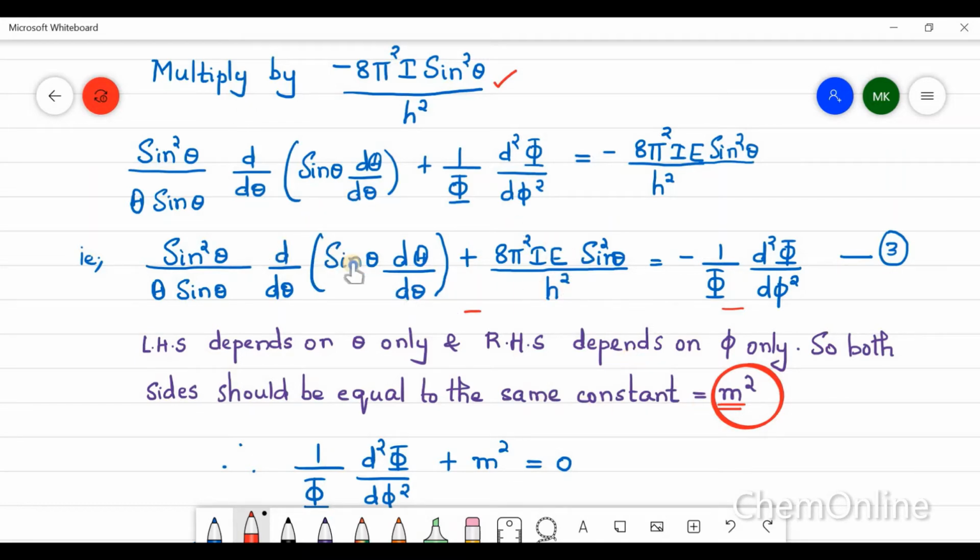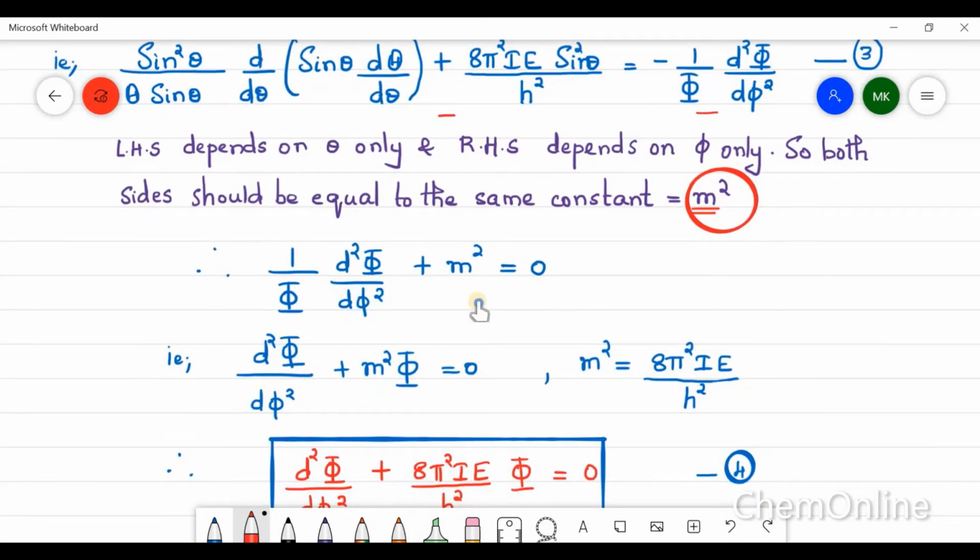So when we look at equation 3, we can see that the LHS part depends only on theta, whereas the RHS depends on phi. But these two are equal. That means both sides should be equal to the same constant, and let it be m square.